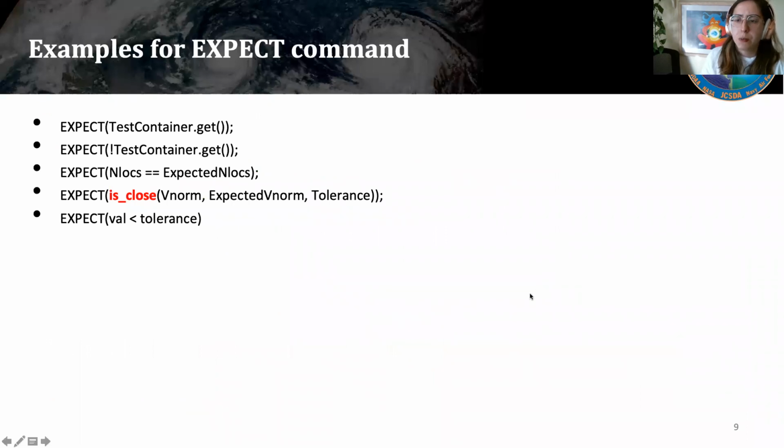Okay, here I just put some examples of how to use the expect command. Expect checks to see if what is in the parentheses is true, and then it will pass. If it's not true, then it will fail. So you can use it in different modes. There's also another command that you can use with expect called is close, that will compare to make sure two variables are close to each other within a tolerance level that you specify.